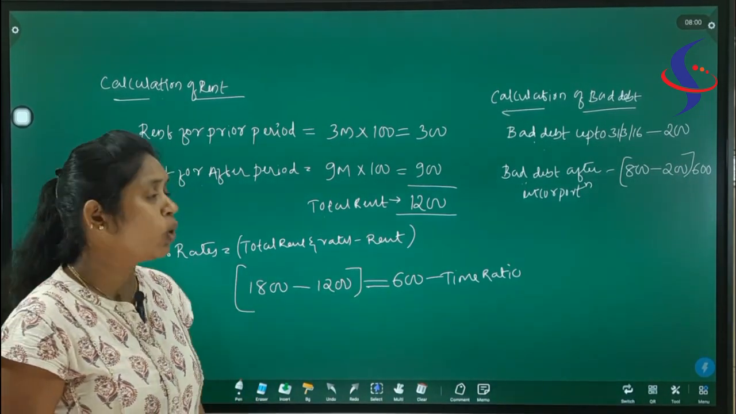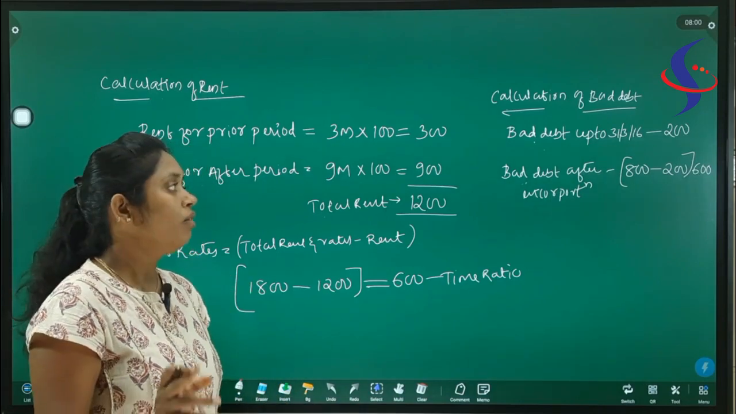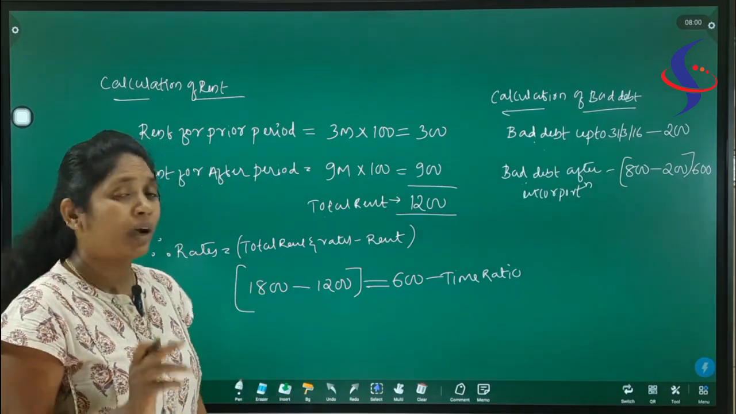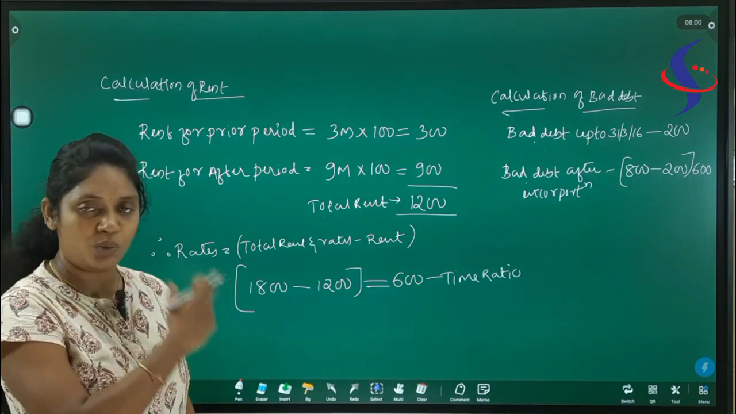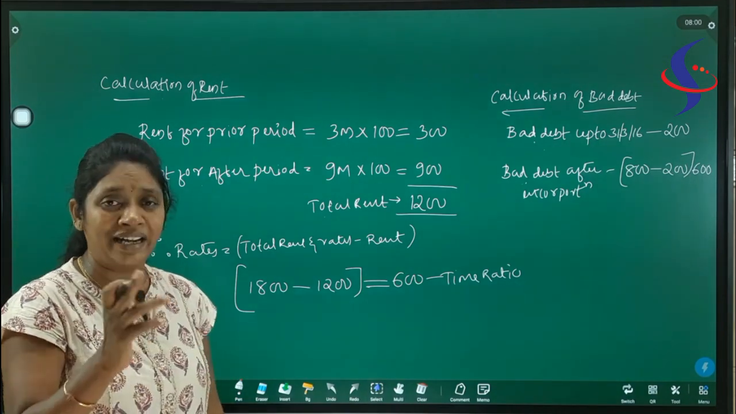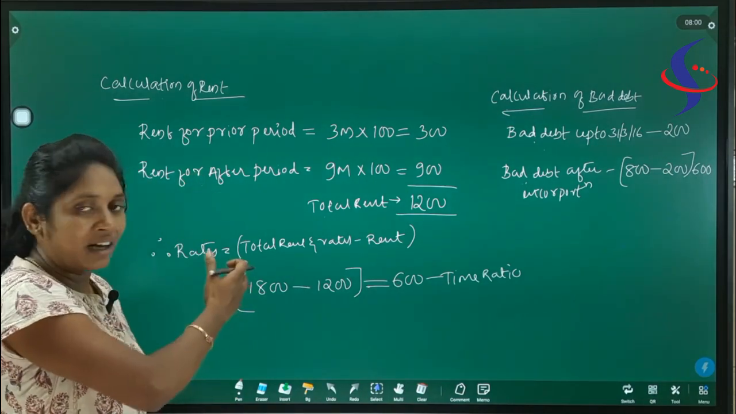This we have to do only when some information is given for the adjustment. So now we are done with the working notes. Why do you have to do working notes? Because you'll have separate marks allotted for this working note. Please don't skip, and don't do it directly in the statement. So we'll recall what all we have done as a working note.